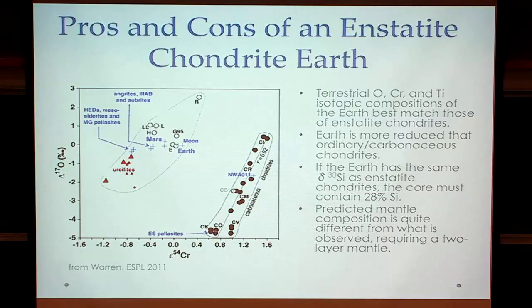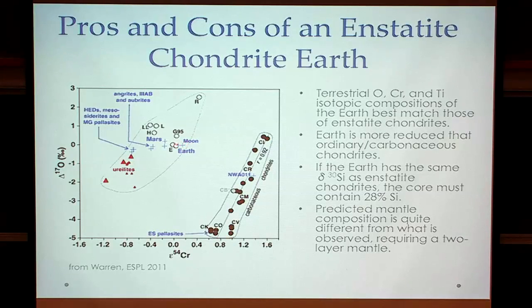What he points out is that enstatite chondrites by far best match the isotopic composition of the Moon and the Earth. And only just within the past month or two, a paper has come out to show that there is, in fact, a very, very small difference in oxygen isotopic composition between the Moon and the Earth.